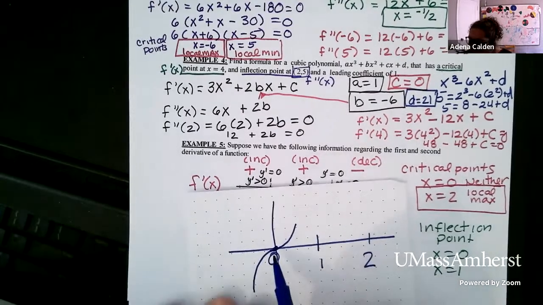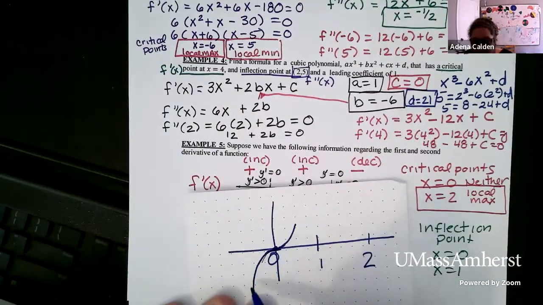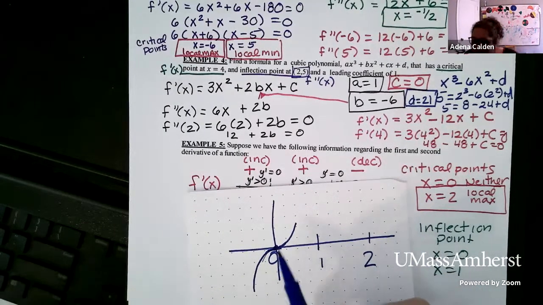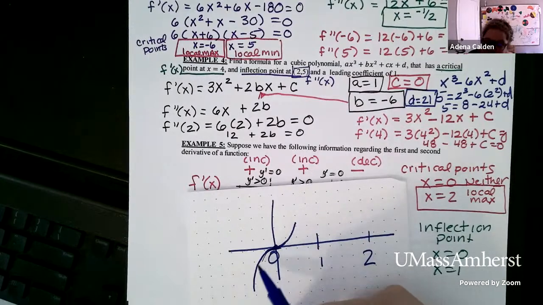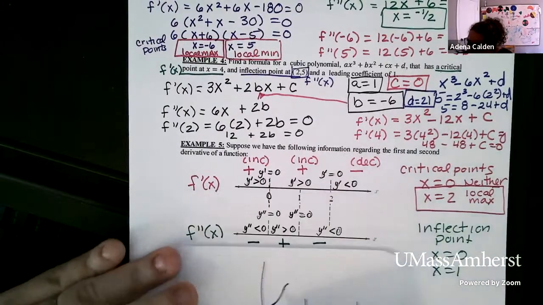So here it flattens out enough that I have a critical point, but not enough that it becomes a local max or a min. But I do also change concavity, right? And so then here, what was going on at 1?